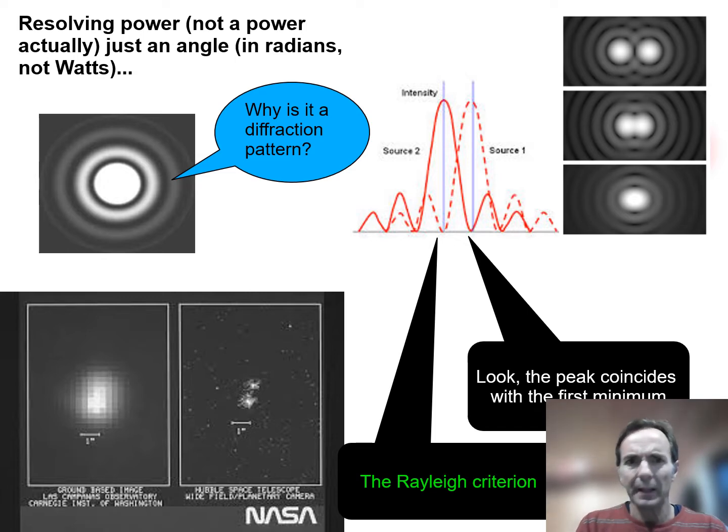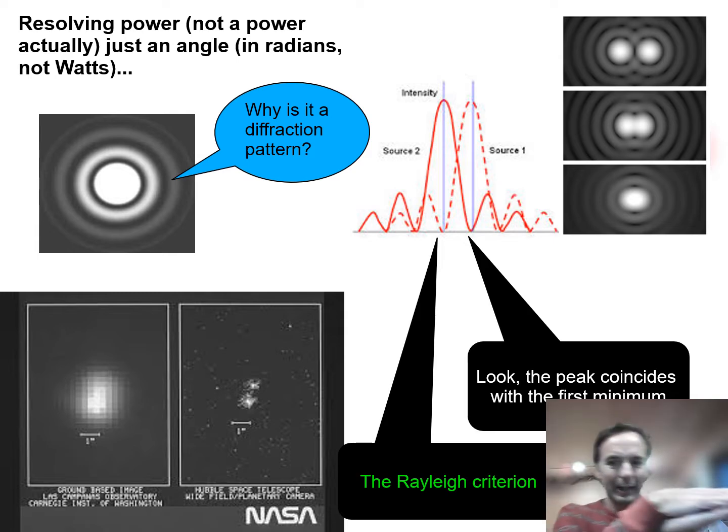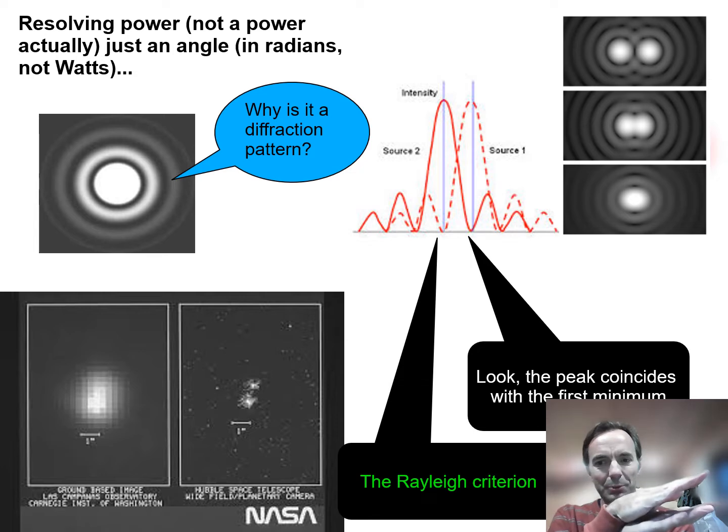Resolving power. It's not power. It's not watts. It's not anything like that. It is actually an angle, and it's an angle in radians. The better term is angular resolution. In other words, how small can you observe things? And when I say small, I don't mean the size. I mean the angle at which you can observe it, the arcseconds on the sky. So you've got your angle, the angle between my hands.